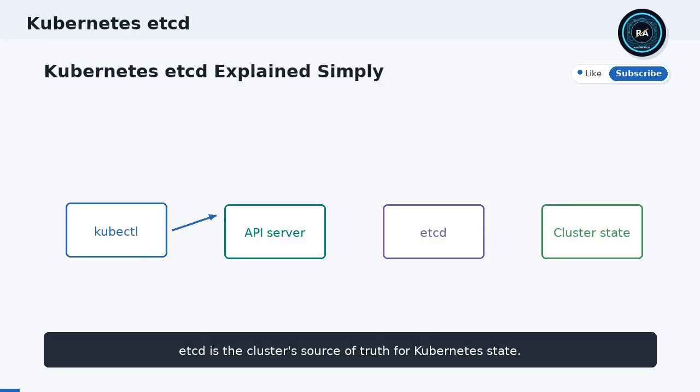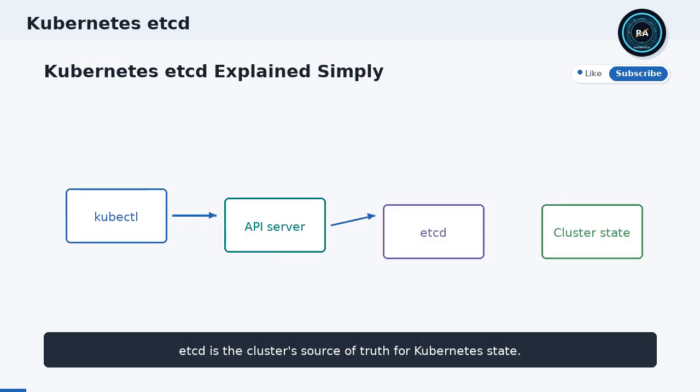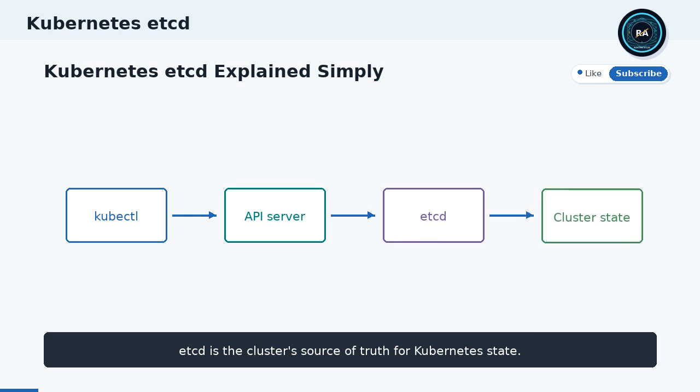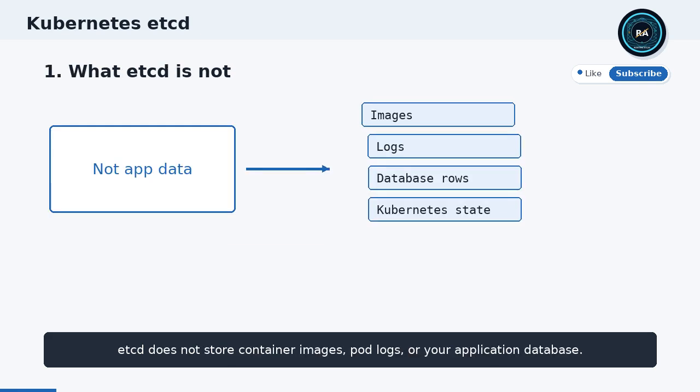If the API server is the front door of Kubernetes, etcd is the memory behind that door. It is where Kubernetes persists the state it needs to remember, so the whole cluster can keep moving toward the desired state. First, remove a common confusion.